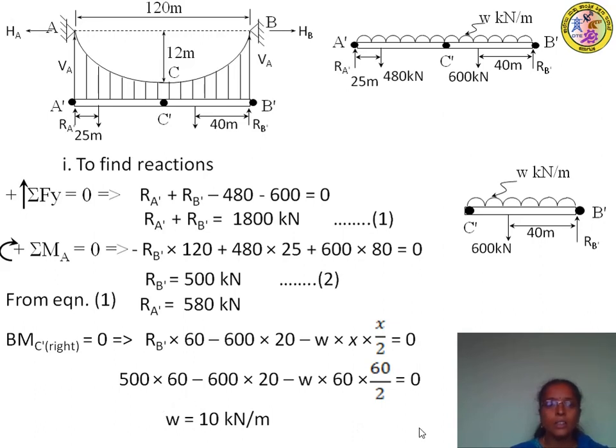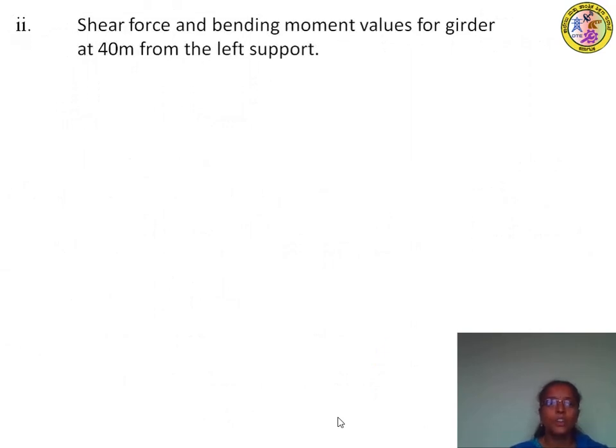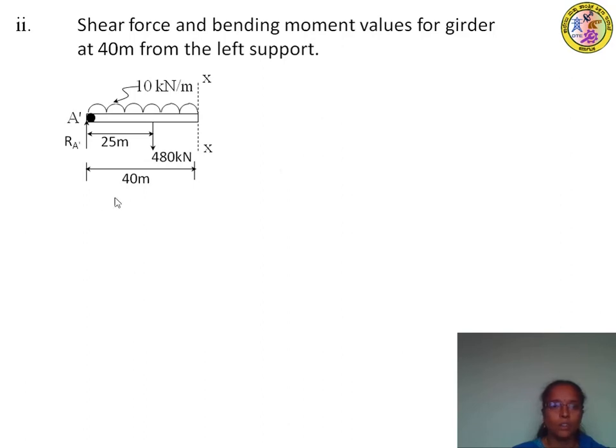So we have analyzed the bridge and found the reactive components, and now we have obtained the intensity of UDL. So now we will go for the analysis of shear force and bending moment values for the girder at 40 meter from the left support. So let us write the section up to that section X. So we will be having this 480 kilonewton which is acting at 25 meter from the left end. So the section is at 40 meter from the left end and the intensity is 10 kilonewton per meter.